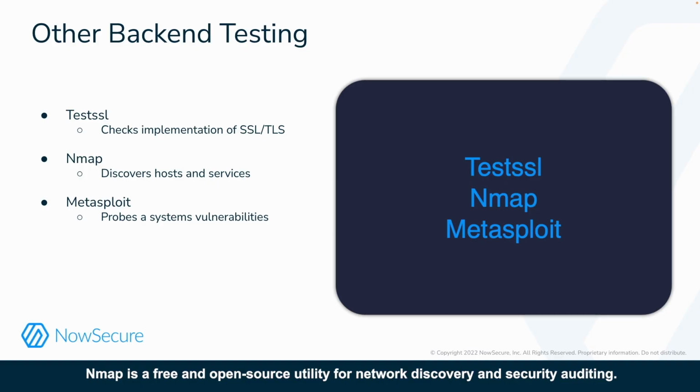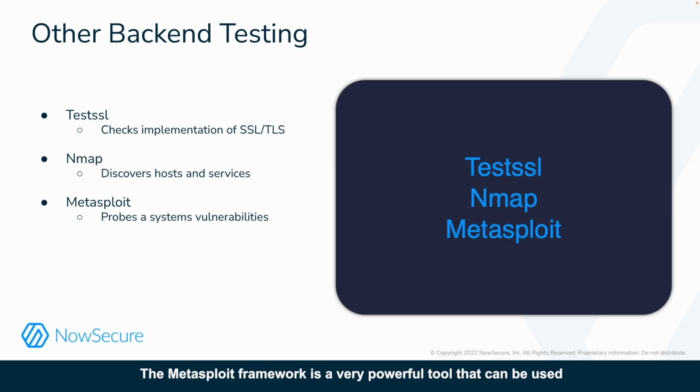Nmap is a free and open source utility for network discovery and security auditing. Nmap is used to discover hosts and services on a computer network by sending packets and analyzing the responses. Nmap provides many features for probing computer networks, including host discovery, service, and operating system detection.